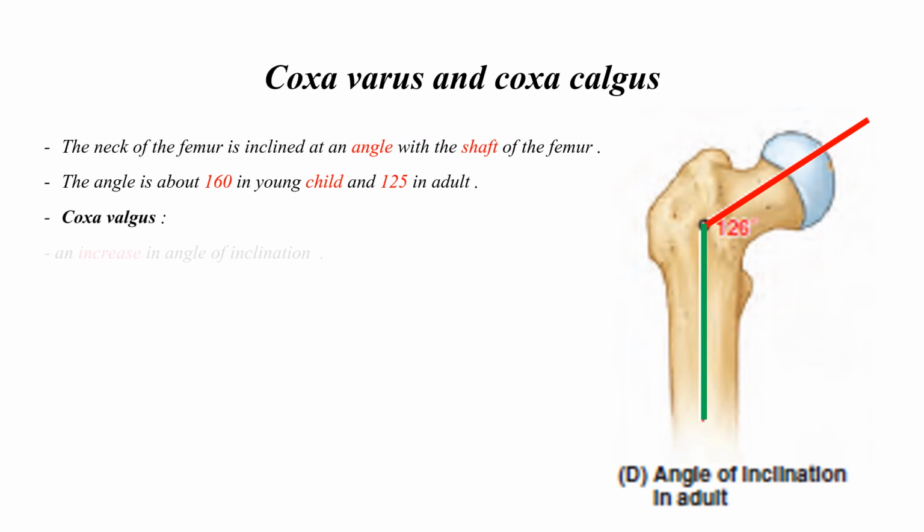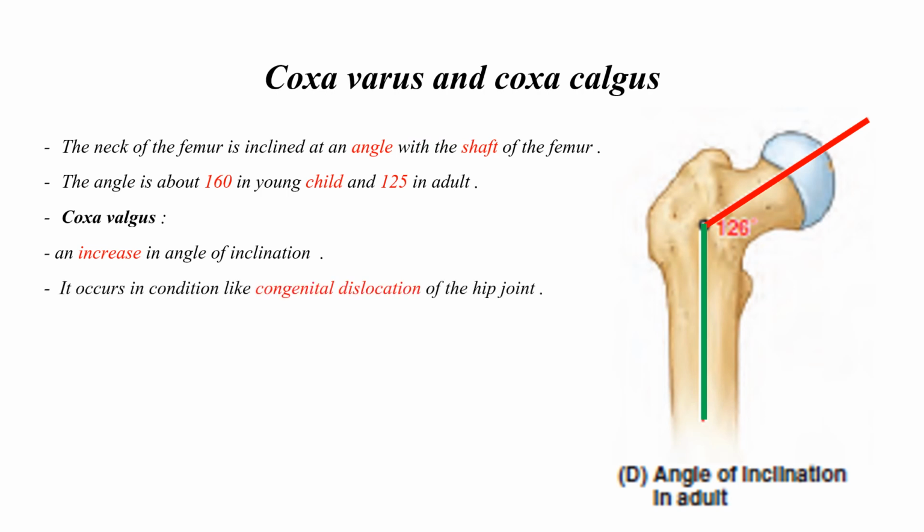Coxa valgus is an increase in the angle of inclination. It occurs in conditions like congenital dislocation of the hip joint, and coxa varus is a decrease in the angle of inclination.